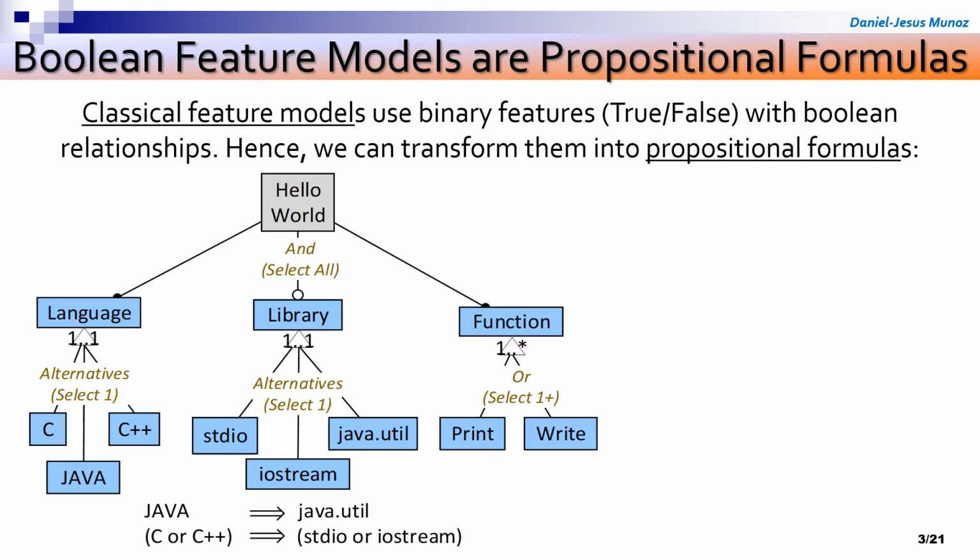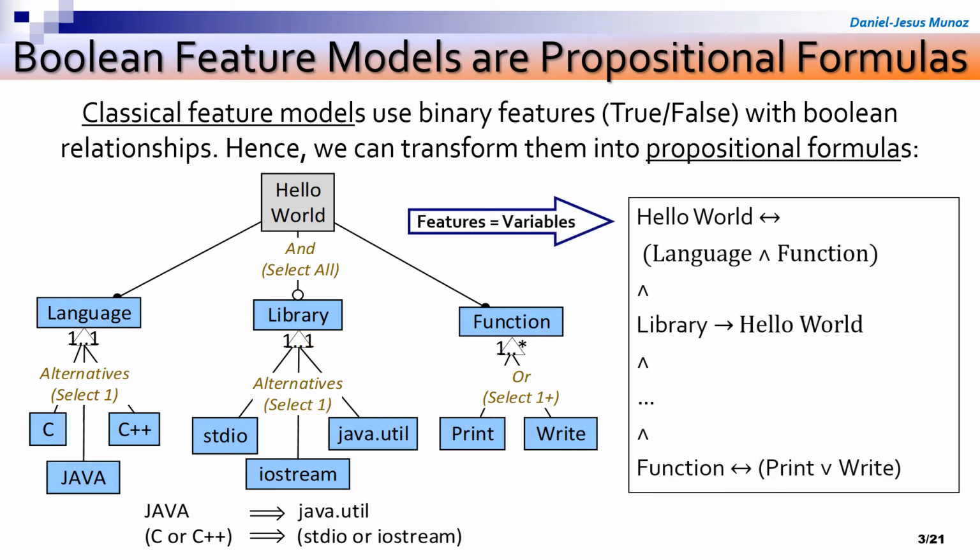How do we translate them into propositional formulas? Well, features are the variables in a propositional formula. We can see a small translation there. Hello world is equivalent to having language and function because they are mandatory. Then library is optional. You can distinguish that by the white dot in the relationship. Then it implies hello world. If we go on and on, we end up with function being an OR of print and write, printing and writing to a file. So it's an equivalence of having one of those or both at the same time.